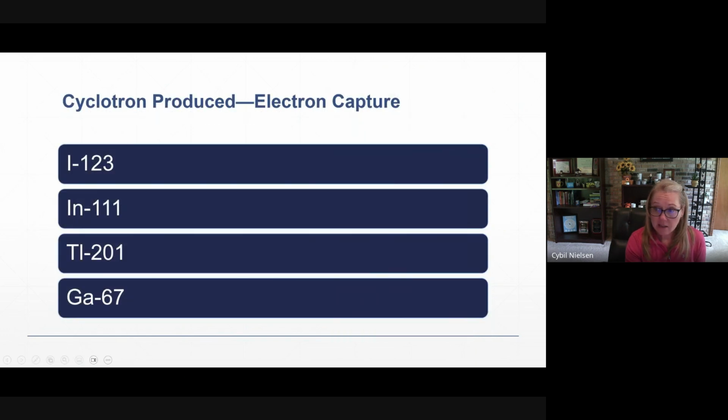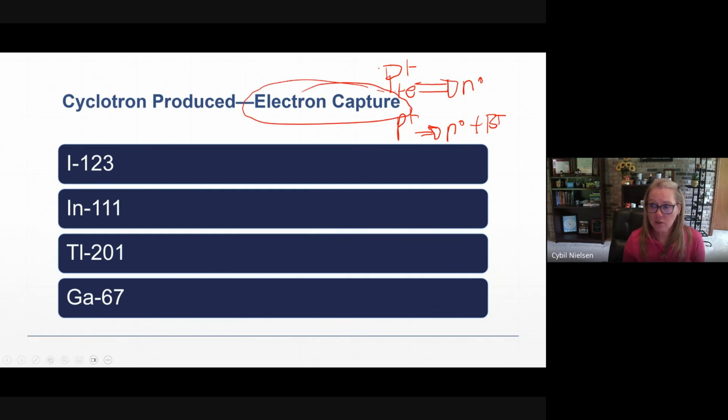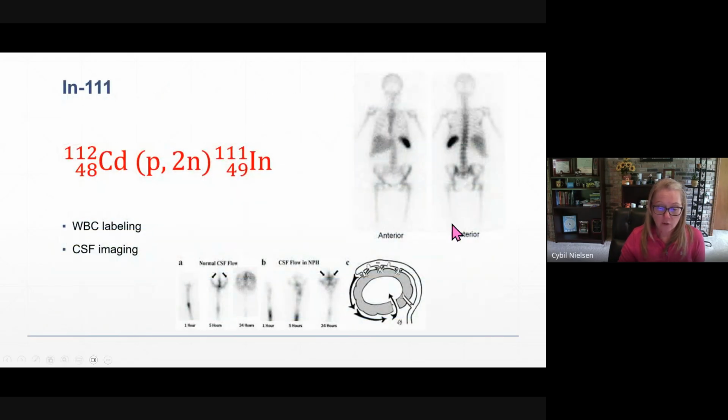So again, things that are made in a cyclotron are going to be proton rich. So a proton is going to turn into a neutron, and it can either do that by capturing an electron, or it can do that spontaneously. And if it does that, then it's a positron emitter. We're going to go through the electron capture ones first, and then the positron emitters. Now, you don't have to memorize this, but you do have to understand what's going on. So this is the target. This is the product. This is what's going in. This is what's coming out.